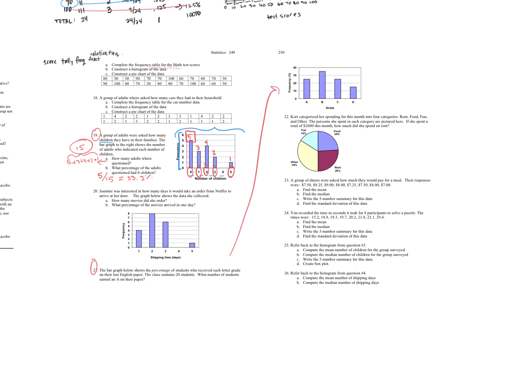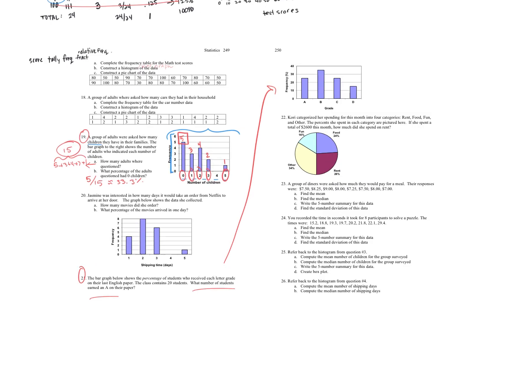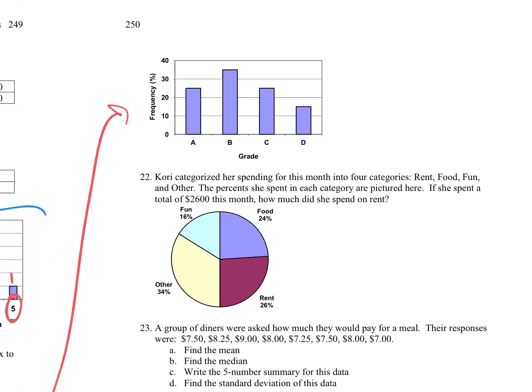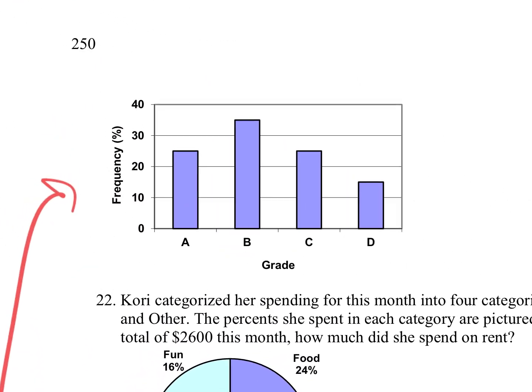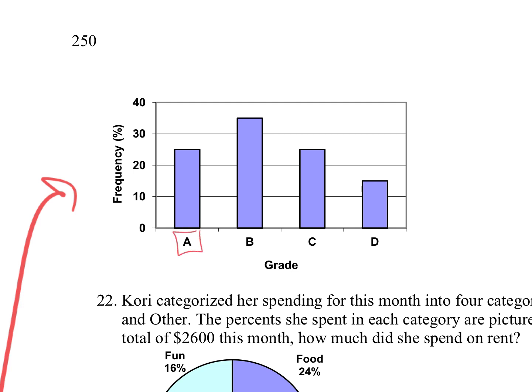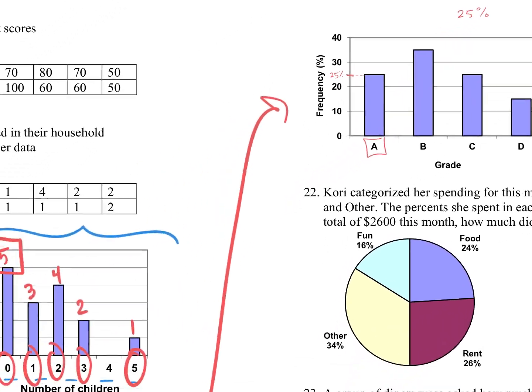All right, for question number 21, it says that the bar graph below, so actually this one, shows the percentage of students who received each letter grade on their last English paper. The class contains 20 students. What number of students earned an A on the paper? So when we look at this, here's our A letter grade. It's right here between 20 and 30, so I'm going to say it's about 25%. So 25% of the class, since that was the frequency, 25% earned an A.